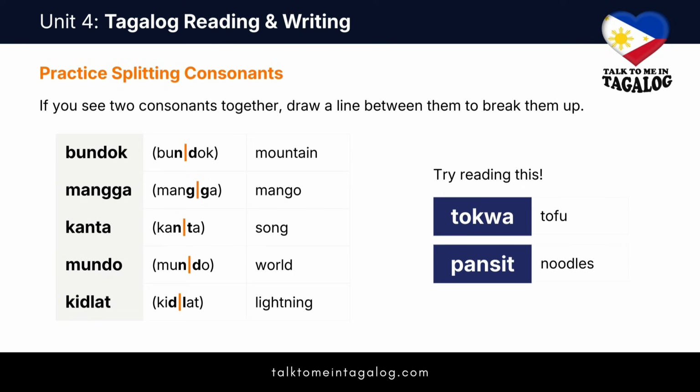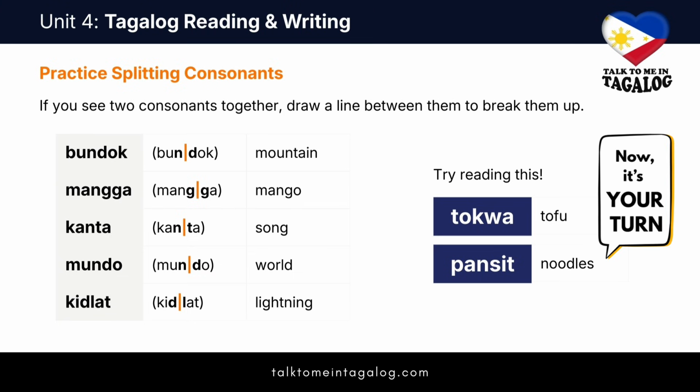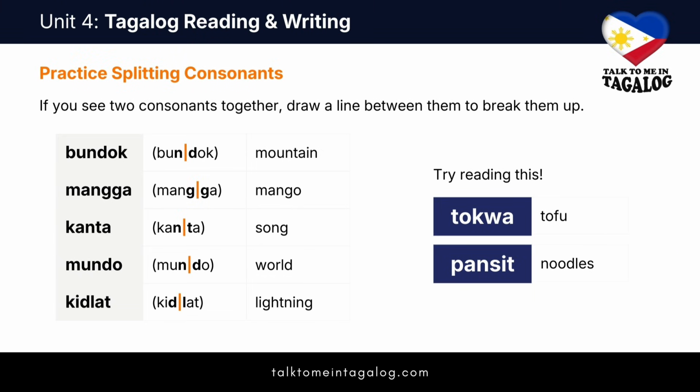See how drawing a line between consonants helps you read Tagalog words correctly? Now it's your turn. Try reading these on your own. Remember, practice makes perfect. Okay, tokwa means tofu. Letters K and W should be separate, so read it as tokwa. Finally, pansit, a traditional Filipino noodle dish. The letters N and S are separate, so read it as pansit.